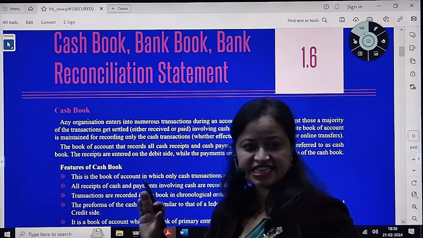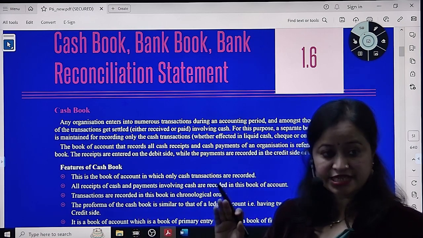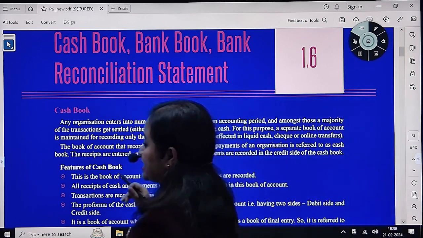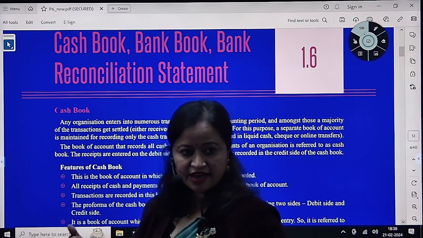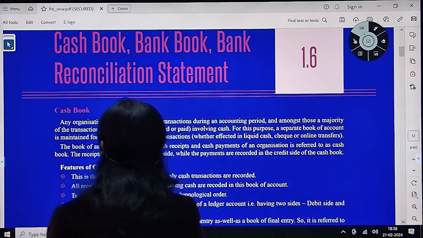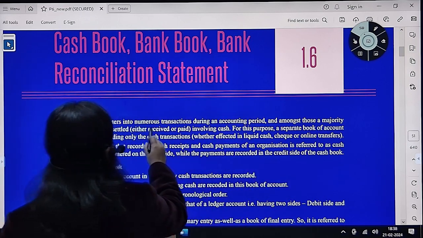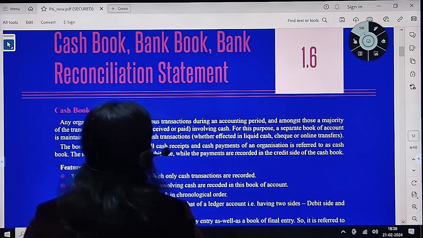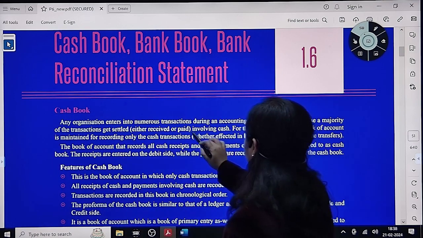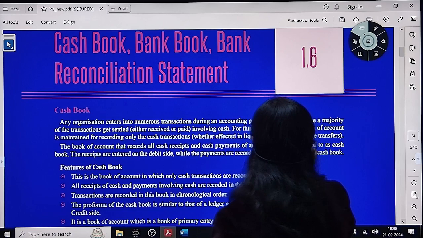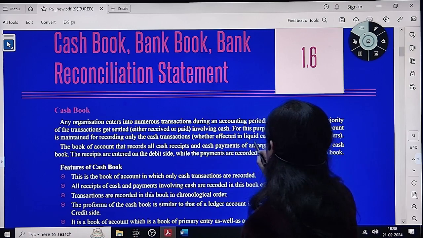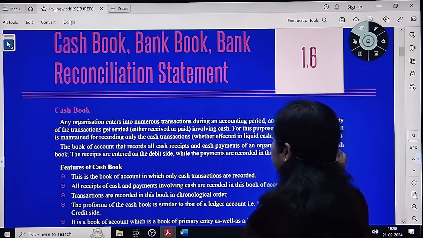In the debit side, it is cash receipt, and in the credit side, it is cash payment. So cash book is the same as your cash account. That's why it is also called journal as well as ledger. Here you can see any organization enters into numerous transactions during an accounting period, and amongst those, a majority of the transactions get settled, either received or paid, involving cash. For this purpose, a separate book of account is maintained for recording only the cash transactions, whether affected in liquid cash, cheque, or online transfers.